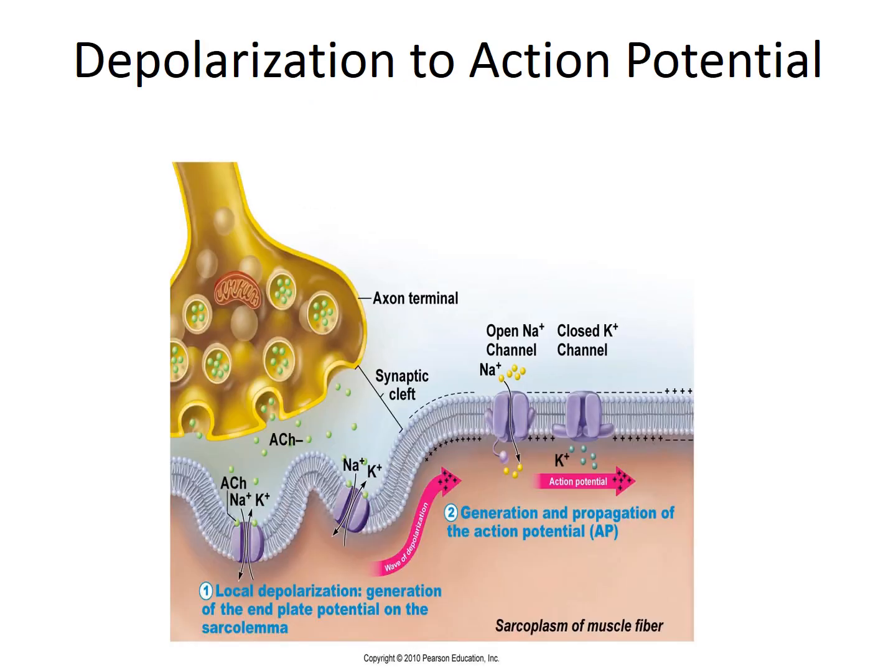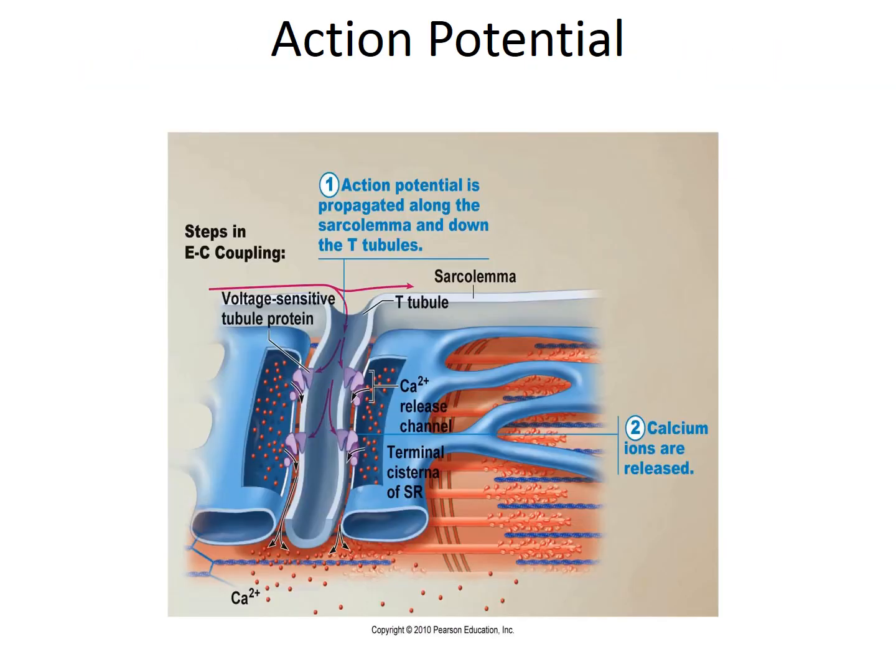Propagation of the action potential then occurs. The positive charge inside the initial patch of sarcolemma changes the permeability of an adjacent patch, opening sodium channels there. Consequently, the sodium begins to rush into the membrane there, causing the membrane potential in that region to decrease, and depolarization occurs in that area. Thus, the action potential begins to travel rapidly away from the motor end plate, across the entire sarcolemma, and down into the T-tubules. And you can see the propagation of the action potential here.